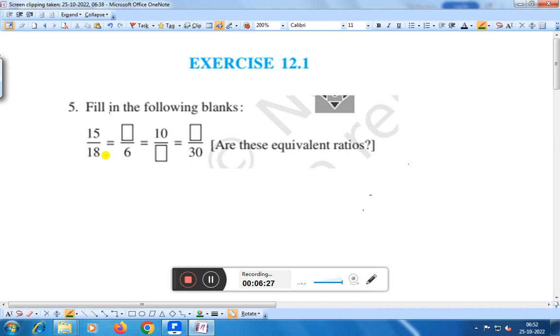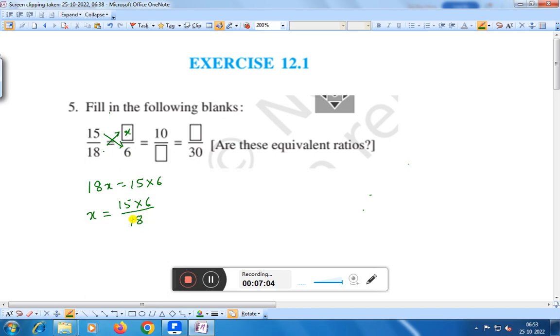Let the value of this dash be x. Suppose this is x. If we cross multiply, you multiply this numerator with this denominator, and this denominator with this denominator. That means we get 18x, that is 18 into x, is equal to 15 into 6. Therefore, x is equal to 15 into 6 divided by 18.